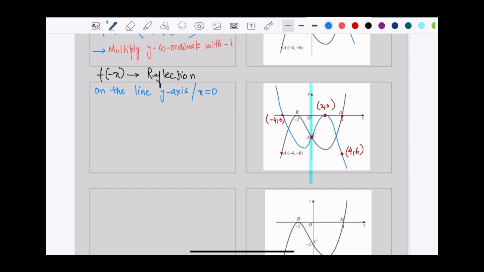In order to write it, f of x was x plus 2 squared times x minus 4. f of minus x will look like negative x plus 2 squared, replacing x with negative x, times negative x minus 4.